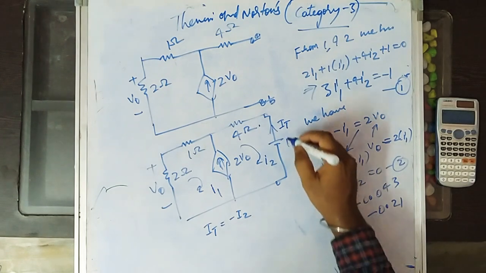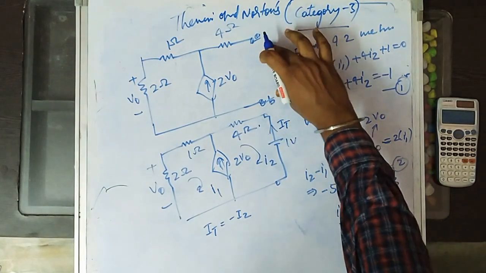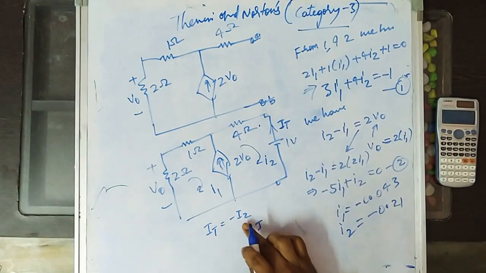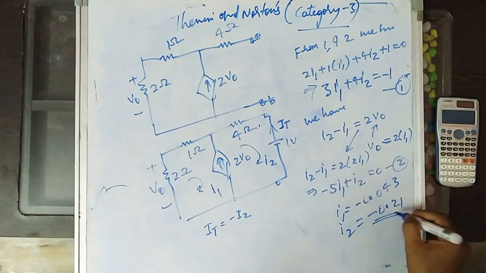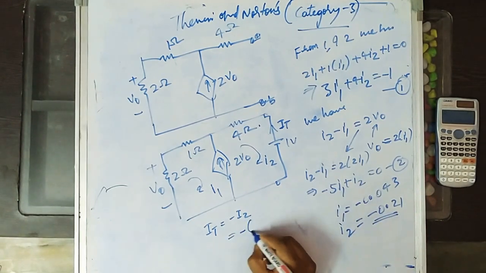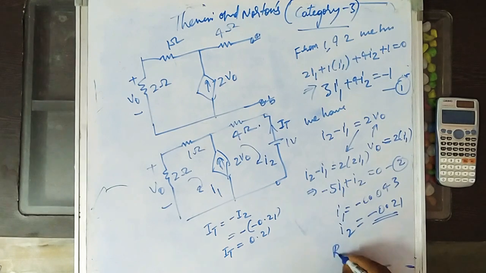So what we need, we connected one test voltage source and we need test current IT. So IT is what? Minus I2. What do you get? Minus I2 is minus 0.21. You substitute that. Minus of minus 0.21, you will get 0.21. So finally R Thevenin equal to what?